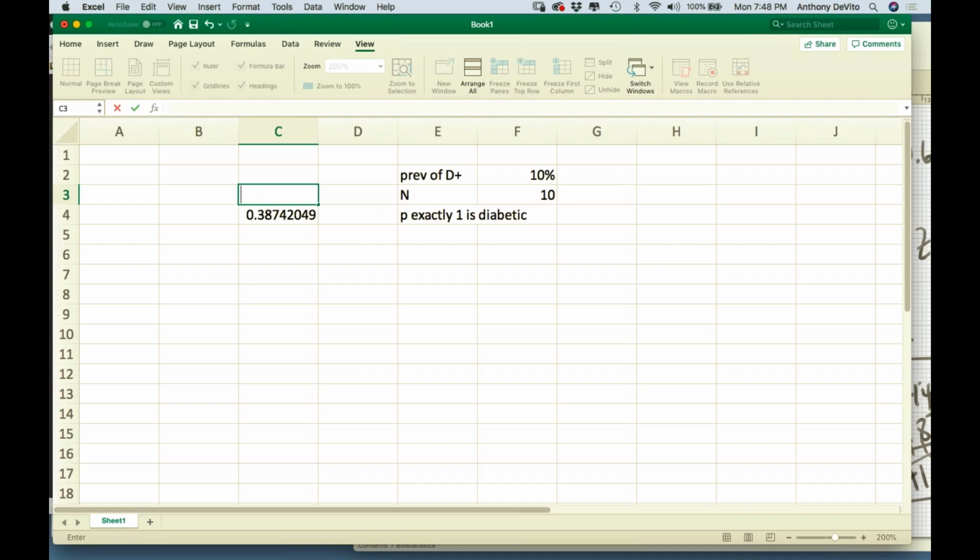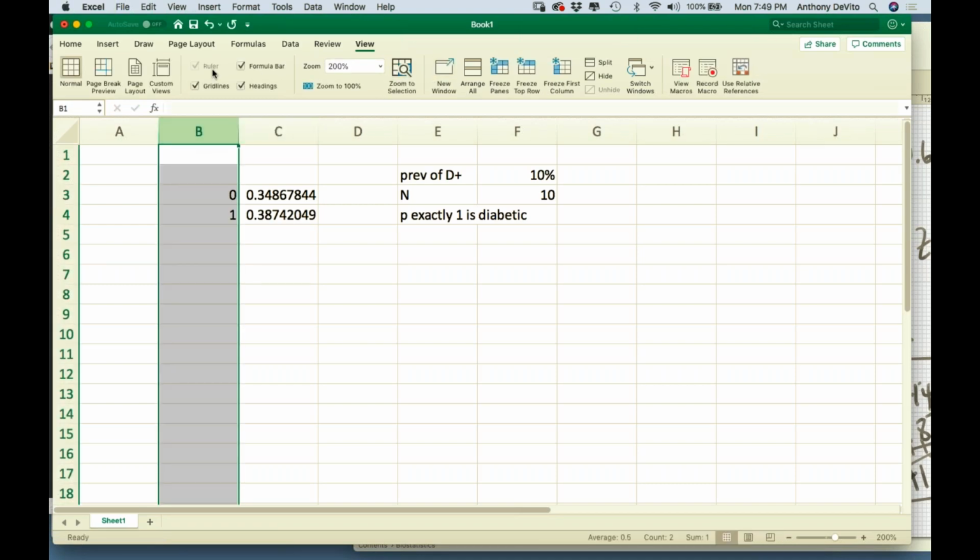Binom dist, parentheses. I'm going to put in number of successes this time 0, comma, number of trials is 10, comma, probability of any individual being diabetic is 0.1, comma, and I'm going to put in false again and hit enter. Oh, that's pretty interesting. It's just a little bit less, isn't it? So this is what it would be for 0 people out of 10, and this is for 1 person out of 10. Well, how about if I want to know what it would be for 2 people out of 10?